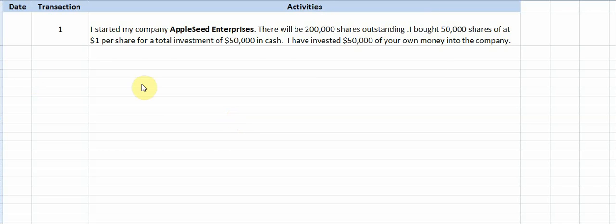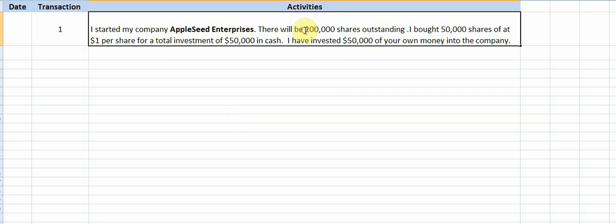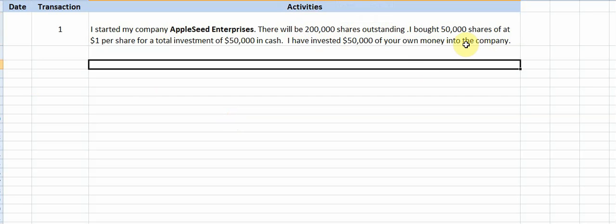I have started my company. My company is called Appleseed Enterprise. It has 2 lakh outstanding shares. I invested $50,000 in Appleseed Enterprise. Here you can see I bought 50,000 shares at $1 per share.